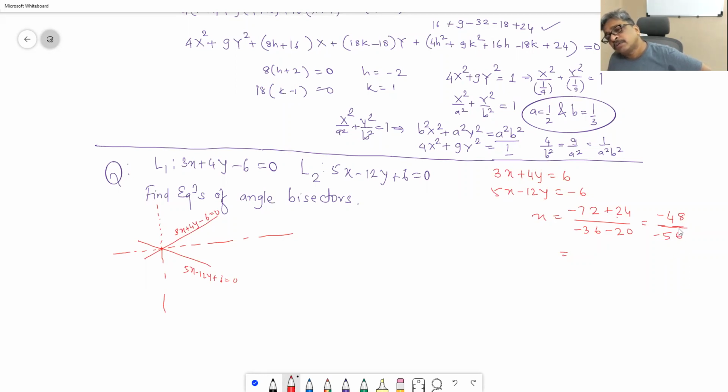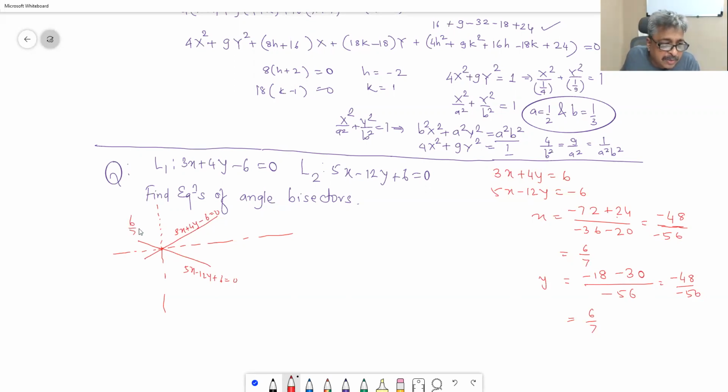It is divisible by 8. So 6 by 7. And y is equal to minus 18 minus 30 divided by minus 56 makes it 48. Same. Yes, sir, it is the same. 6 upon 7. So 6 by 7 comma 6 by 7.